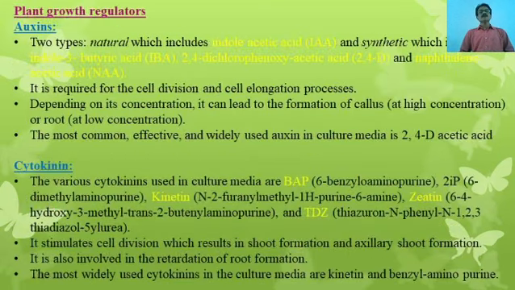Now apart from that, we have to add the plant growth promoters or plant growth regulators. The major ones are auxin, cytokinin and gibberellins. First of all we will see the auxins. There are basically two types. The natural growth hormone includes indole acetic acid, that is IAA, and the synthetic ones are indole butyric acid and 2,4-D. NAA is also there as an auxin, but it is a synthetic one. It is required for the cell division and cell elongation process.